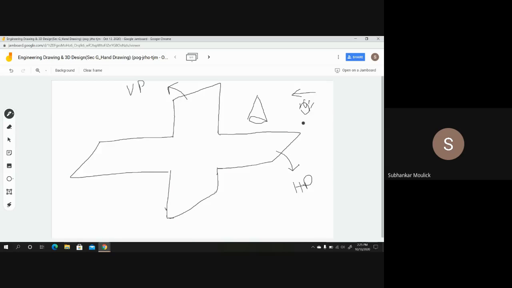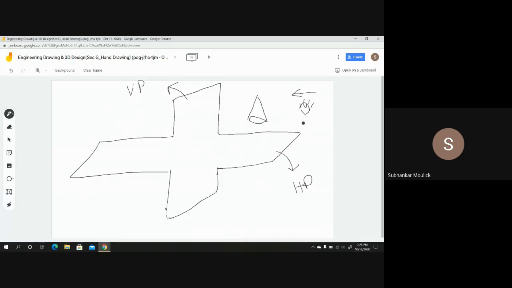I am interested in drawing those things for this cone. Fine. So for that, I have identified the object. Second is where the object is located. It is very clear from the diagram that the object is located in the first quadrant. That means the object is located above the horizontal plane and in front of the vertical plane. Or in other words, I am solving this problem by the first angle projection method.